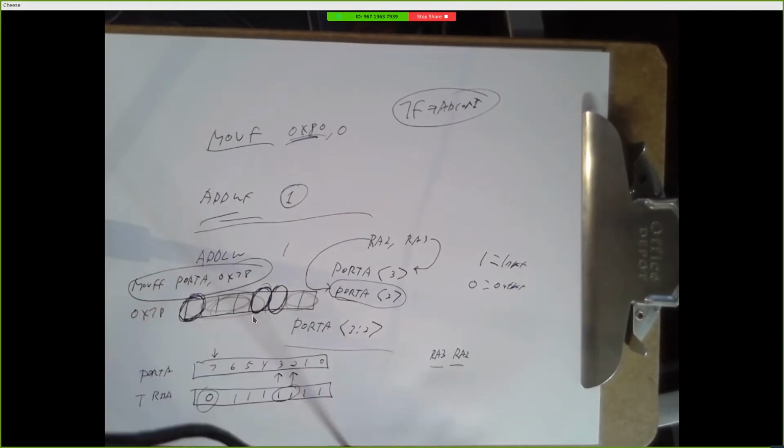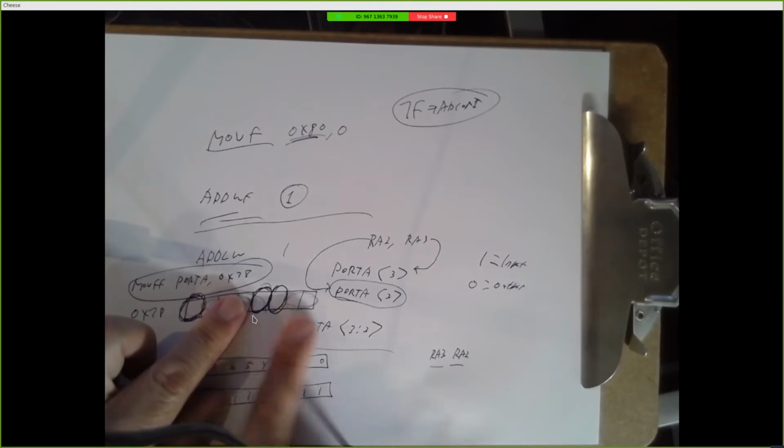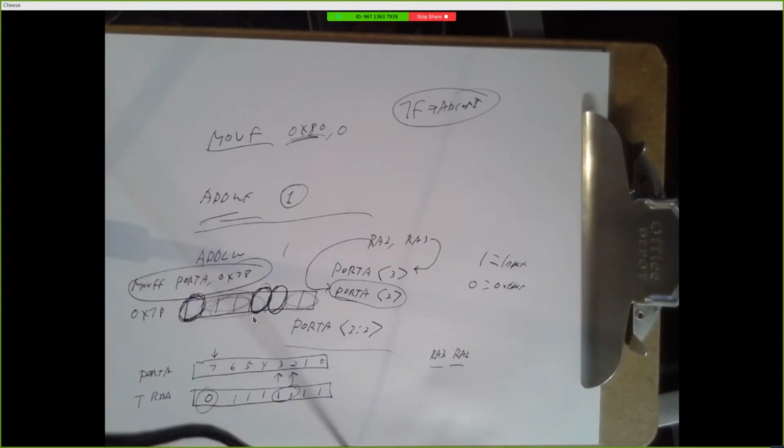Which is why when you're doing lab 2 and you're trying to look at, say, a particular set of bits, you have to use a bit mask to zero out bits that you're not interested in.